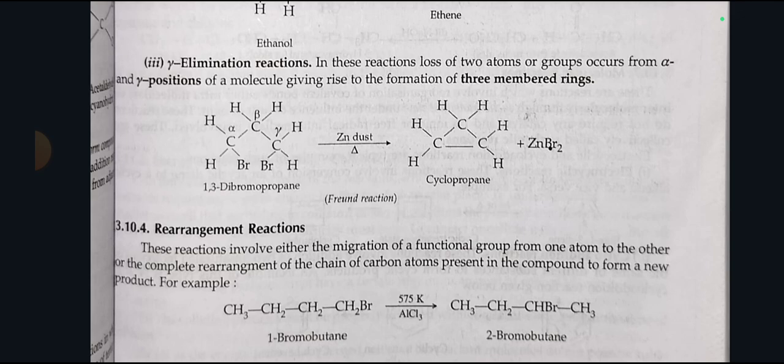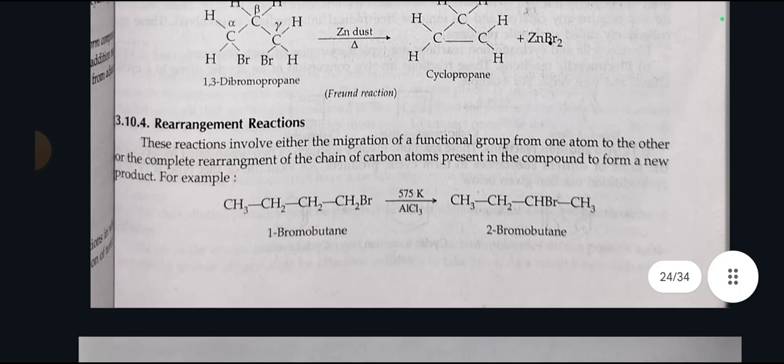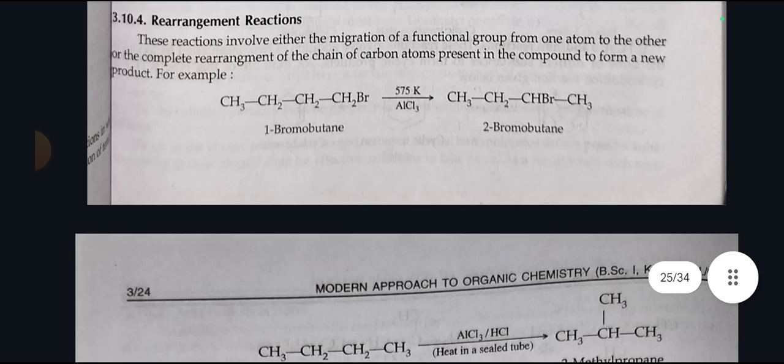Third, gamma elimination reaction. In this reaction, loss of two atoms or groups occurs from alpha and gamma positions of a molecule, giving rise to the formation of a three-membered ring. CH2Br-CH2-CH2Br, 1,3-dibromopropane, in presence of zinc dust, Freund reaction, gives cyclopropane plus ZnBr2.